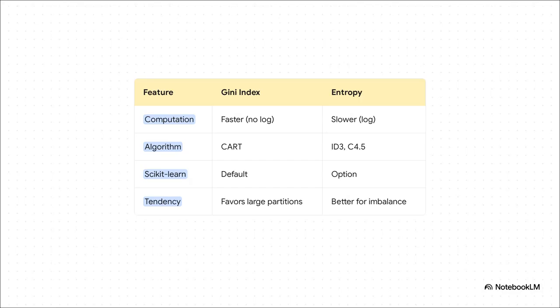So, Gini or entropy? Which one should you actually use? Well, in the real world, the differences can be pretty subtle. But as you can see here, Gini is computationally faster because its formula is simpler. It doesn't have that logarithm. And that's exactly why it's the default choice in major libraries like scikit-learn and used by the famous CART algorithm. Entropy, which is used by older algorithms like ID3 and C4.5, is a little bit slower, but some people find it works slightly better on imbalanced datasets. Honestly, for most projects, Gini is your go-to.